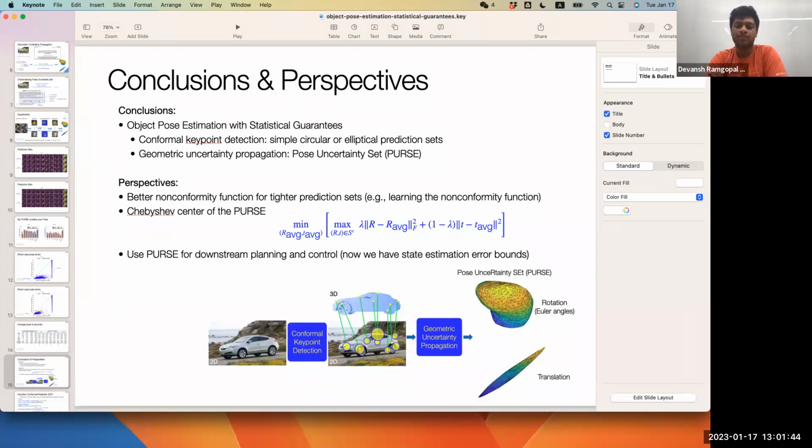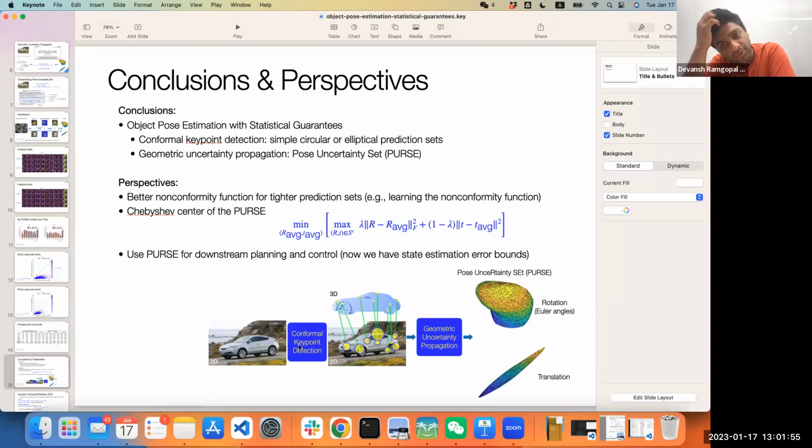Cool. Okay. So my main question was on this downstream planning, this geometric uncertainty propagation, right? From what I understand, you're able to provide uncertainty bounds on the rotation and translation pose, but why do you call it geometric uncertainty propagation? Where is that propagation happening? Yeah, that's my main question.